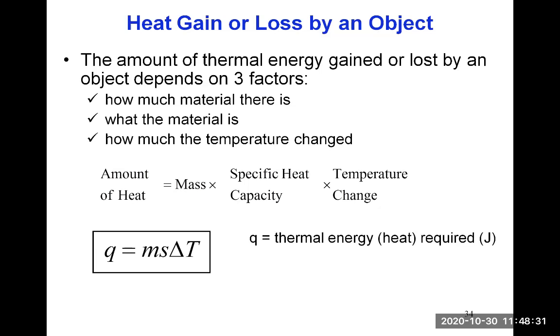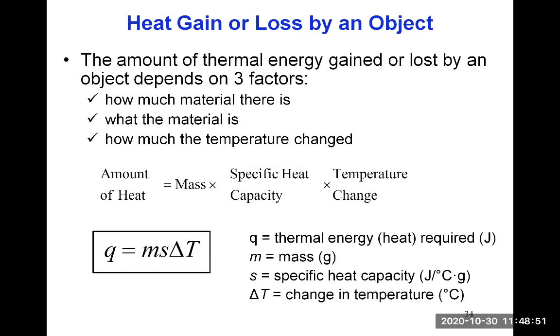So Q is the thermal energy or heat required in joules. M represents the mass of your substance in grams. S is the specific heat capacity in joules per gram and per degree. And then delta T represents the change in temperature, and that's going to be in degrees Celsius. So you see that all units will cancel out properly when you use those units for each of them.